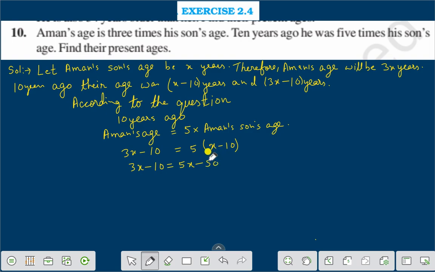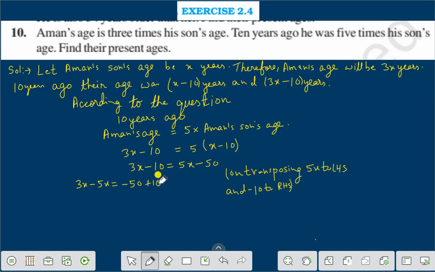Right? Or you can say, on transposing 5x to left hand side and minus 10 to right hand side, we get 3x minus 5x is equal to minus 50 plus 10.